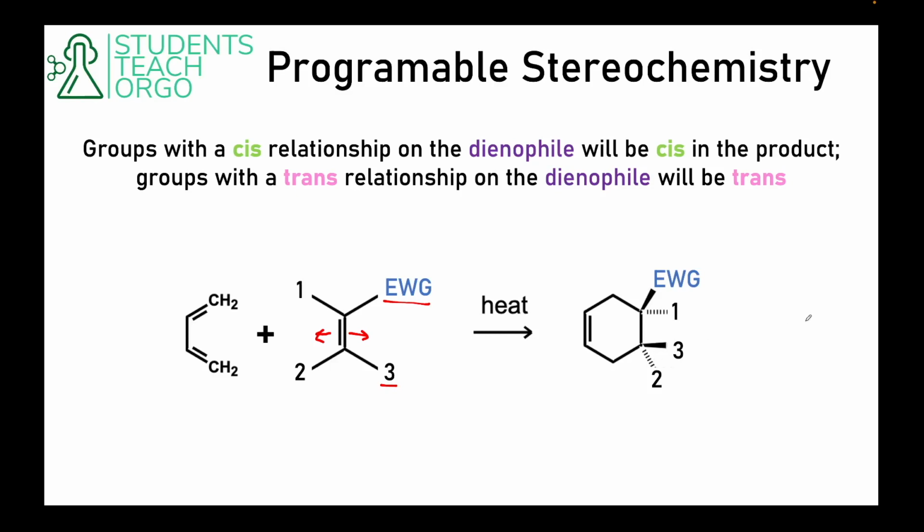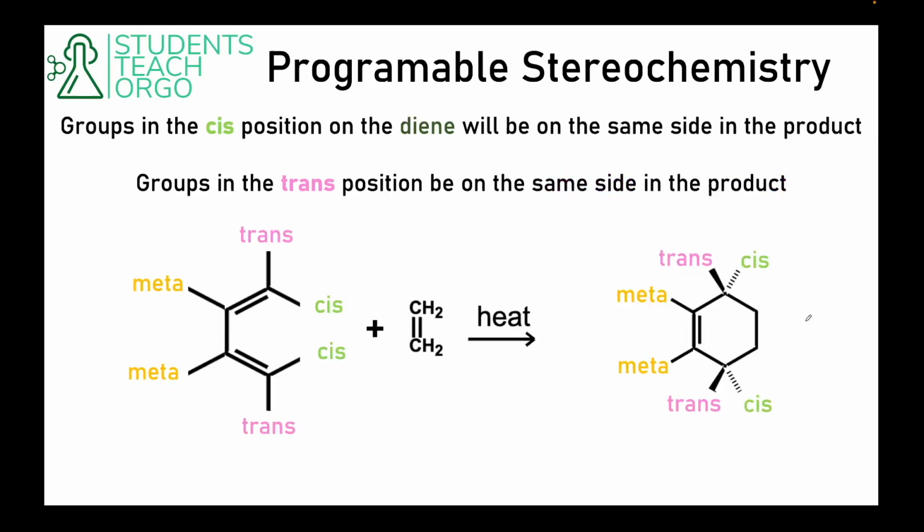So that's how you determine the stereochemistry with the dienophile. For the diene, it's going to be a little bit different. Groups in the cis position on the diene are going to be on the same side in the product, and groups in the trans position will be on the same side in the product.